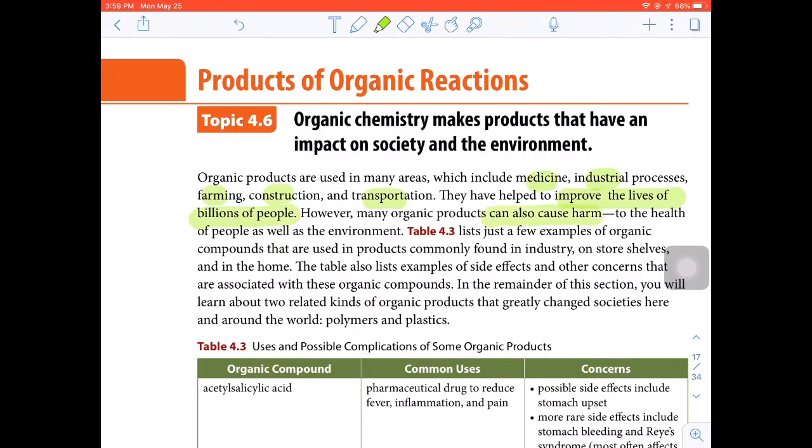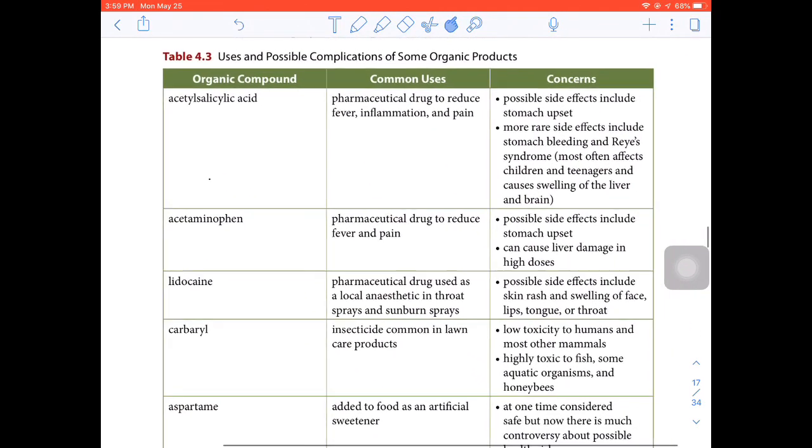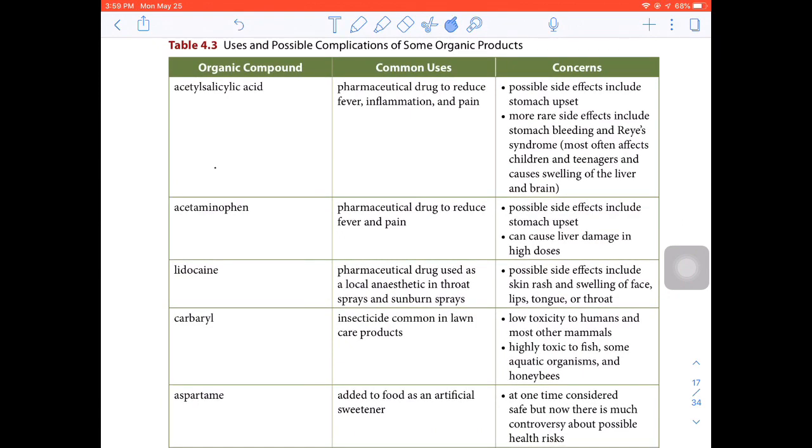Right? They can be bad for us, or they can be bad for the planet. If they're bad for the planet, ultimately it's bad for us either in the long run, because it will come back to haunt us. So the table here just gives us a quick look at some common organic compounds. Three of them are medications. ASA here is aspirin.